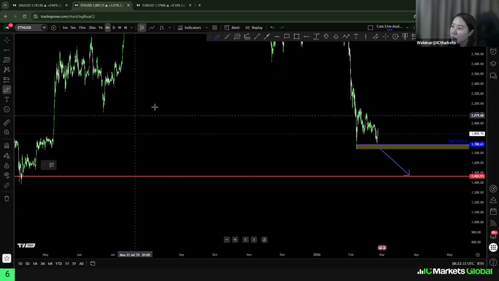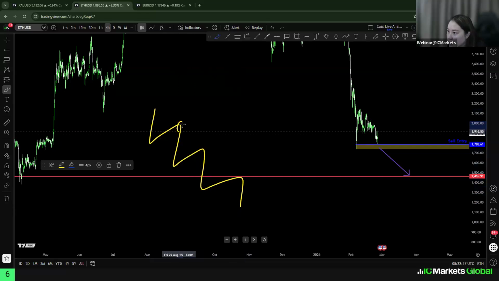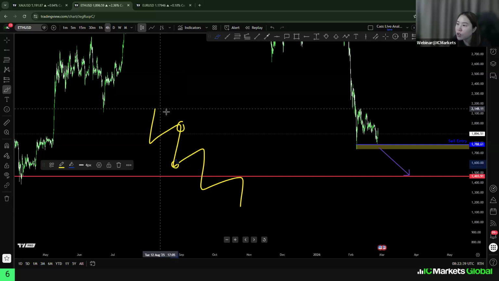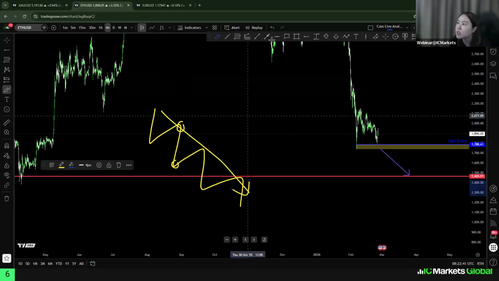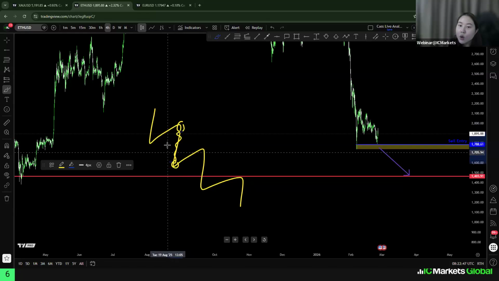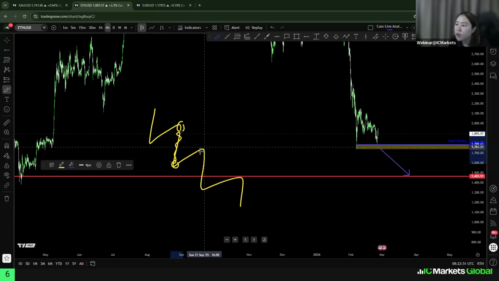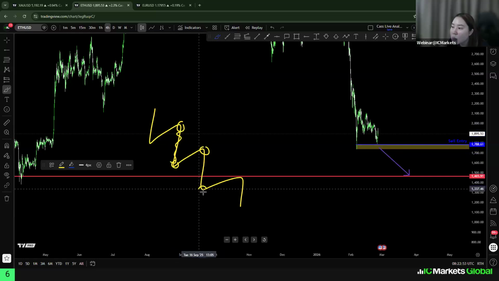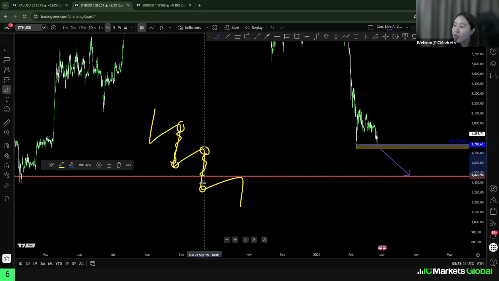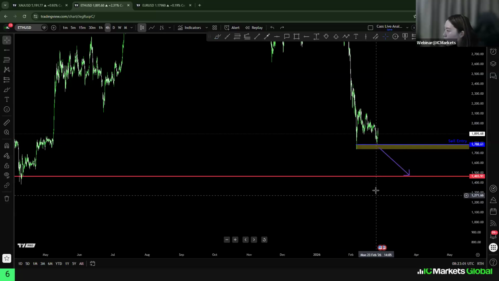If price is moving in a downtrend, I want to catch the move from here to here. That's all. I'm not even trying to catch the entire move because I don't need the entire move to make money. Even if I just make this small little movement here, that's already enough money to be made. So in a downtrend, I want to catch the small little movements.